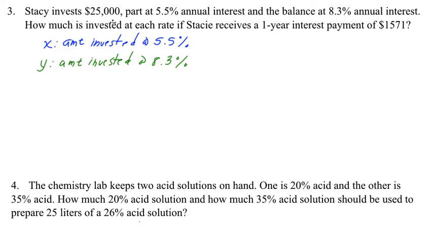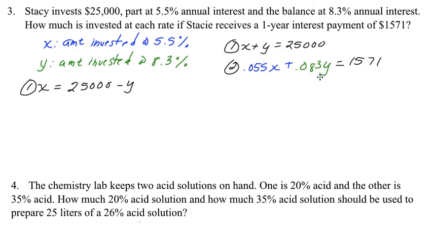We know the total amount she invested was $25,000. So X plus Y is 25,000. Then we can also write an equation that deals with the amount of interest. If we take 0.055 times the amount she invested at that rate and add that to 0.083 times the amount she invested at the other rate, that should give us the $1,571 interest payment. So this second equation is in terms of interest. The first equation is in terms of principal.